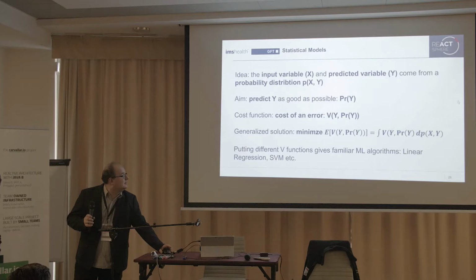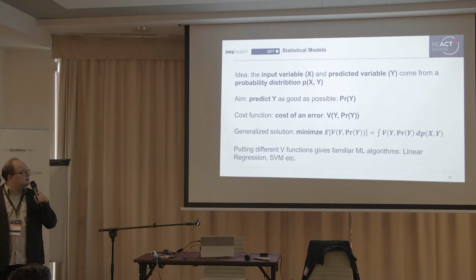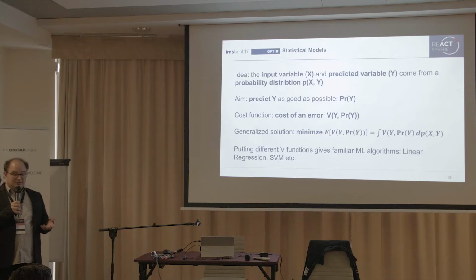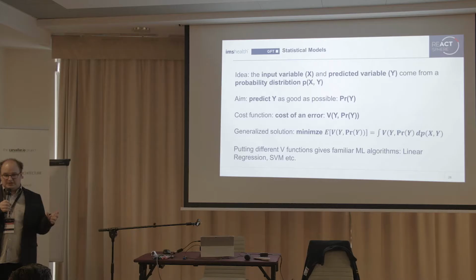As for statistical models, these are your usual online machine learning models, meaning that if we have the input variable X and we are trying to predict some Y, we know that there is some kind of probability distribution for every pair of X and Y at a given moment. We just don't know this probability distribution, and what we're trying to do is to predict Y as well as possible. As well as possible, meaning in the light of some function V, which takes our prediction, takes the actual value of Y, and gives us a cost that we're trying to minimize.